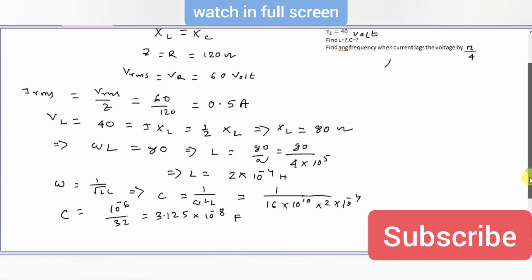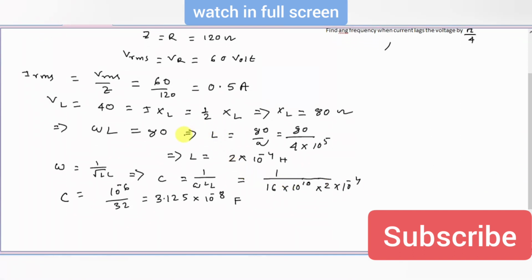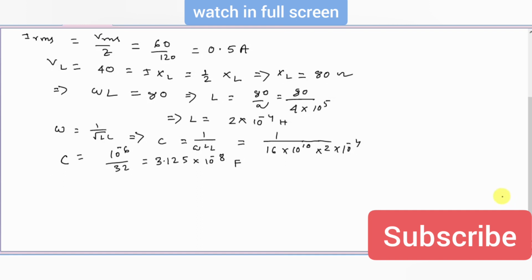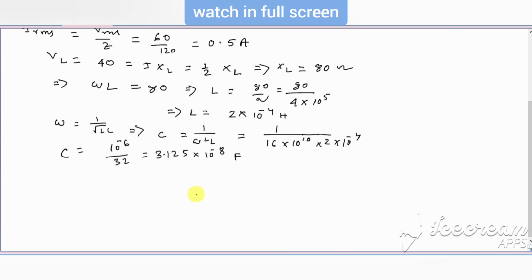Therefore, we have calculated inductance 2 into 10 to the power minus 4 and the capacitance 3.125 into 10 to the power minus 8 farad. Now, we have to calculate the angular frequency when the phase difference between current and voltage is 45 degree, and also the current lags the voltage by 45 degree.